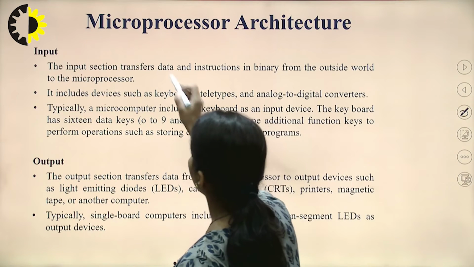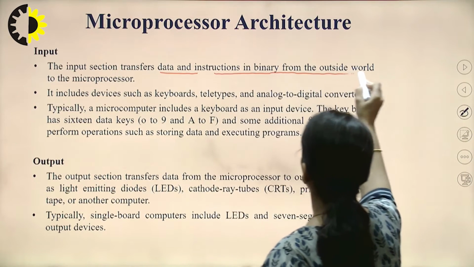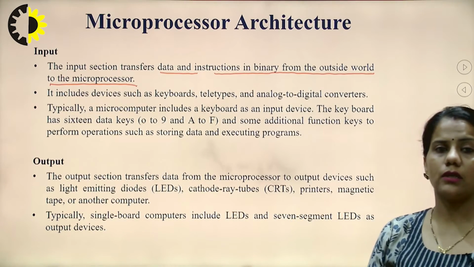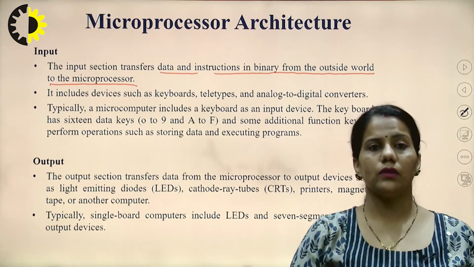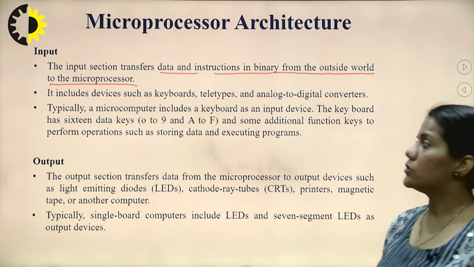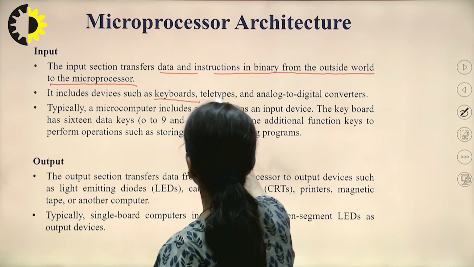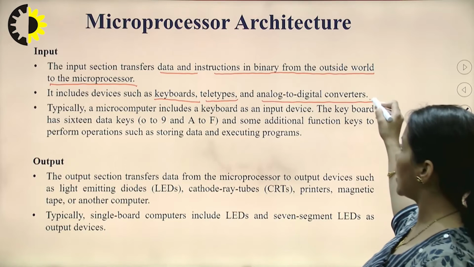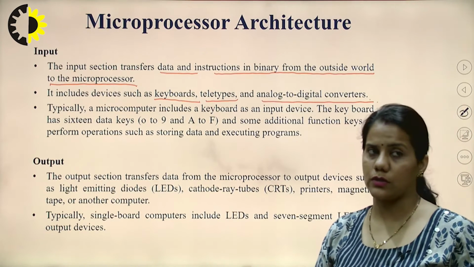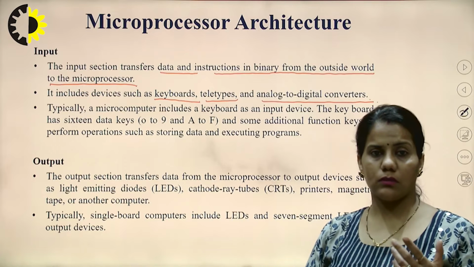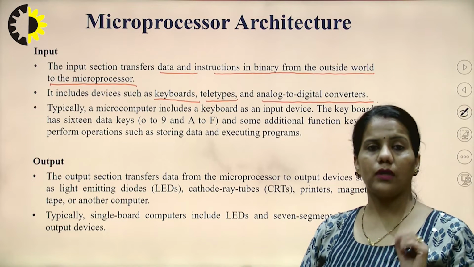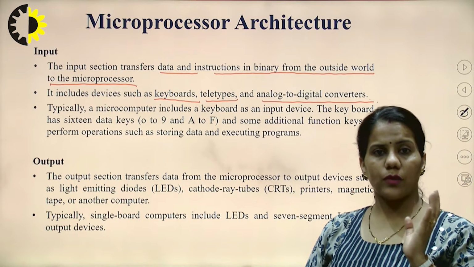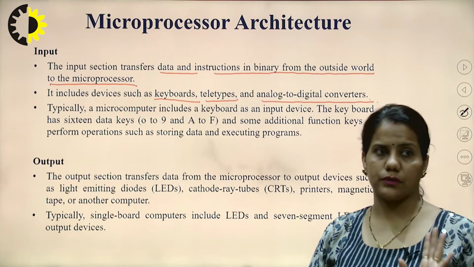Input. The input section transfers the data and instructions in the binary from the outside to the microprocessor. So, what is the input doing? Input is taking the input from the programmer and giving that input to the microprocessor. It includes devices such as keyboards, teletypes, analog to digital converters. These devices are used to send the inputs to the microprocessor. So, we can either type the inputs through the keyboards, or we can use teletypes, or we can send the input from the output of the analog to digital converters.